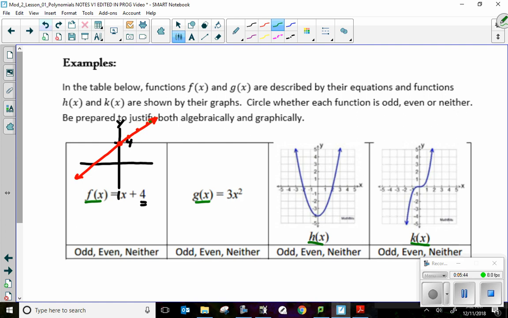Is it a reflection over the origin? If I pick this point, it should be there. It's not a reflection over the y-axis or the origin, so it is neither. That's fine. I told you something can be neither. All right? Let's graph g of x.